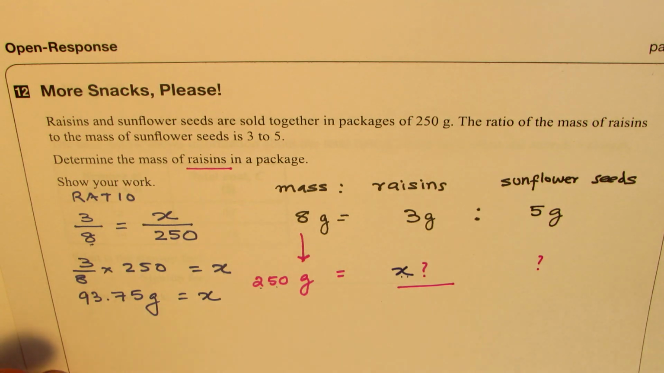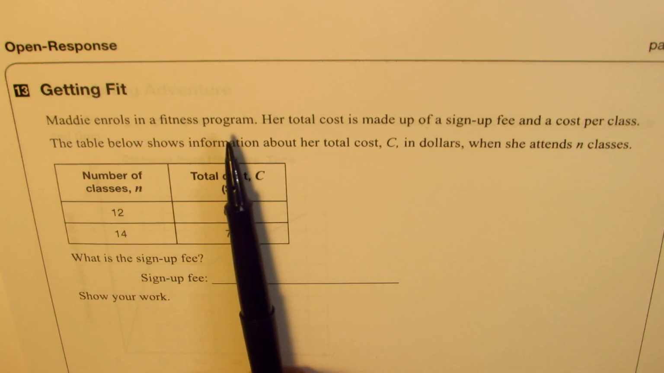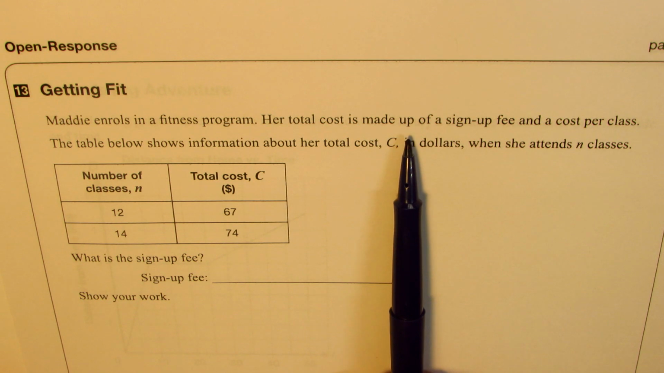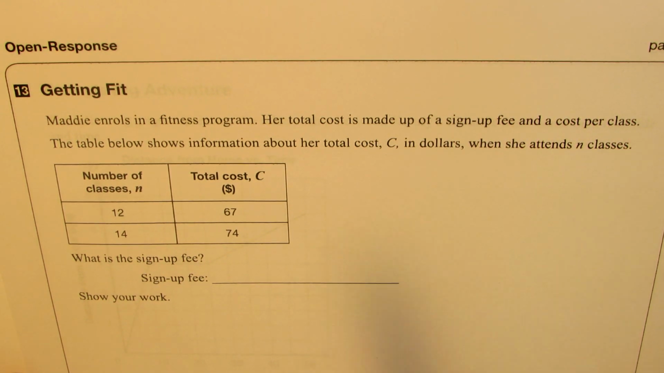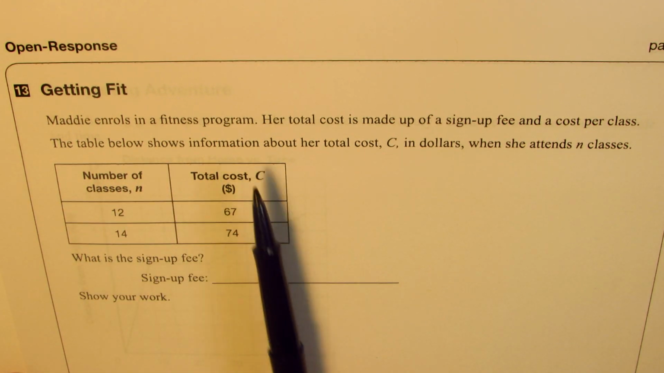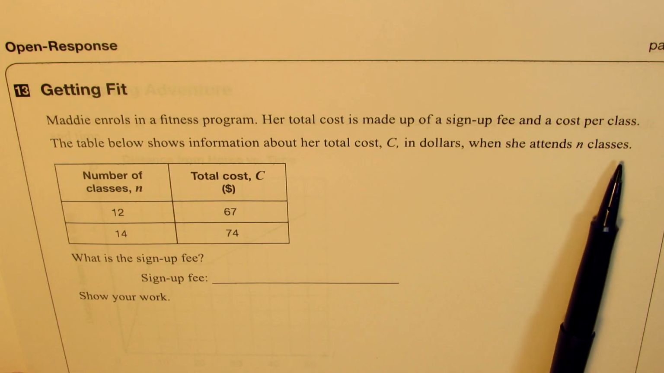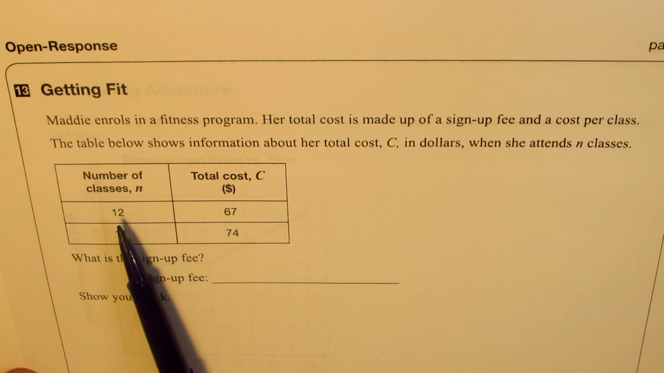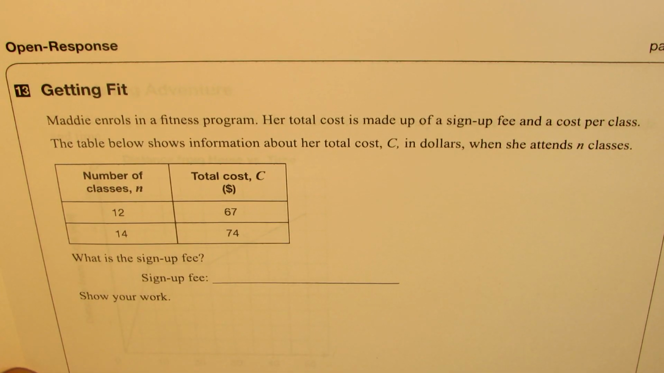Let's move on and take question number 13. Getting fit. Maddie enrolls in a fitness program. Her total cost is made up of a single sign-up fee and a cost per class. The table below shows information about her total cost C in dollars when she attends N classes. So that is N classes. If N is 12, total cost is $67. If N is 14, then the cost is $74. What is the sign-up fee? You have to write and you have to show your work, right?